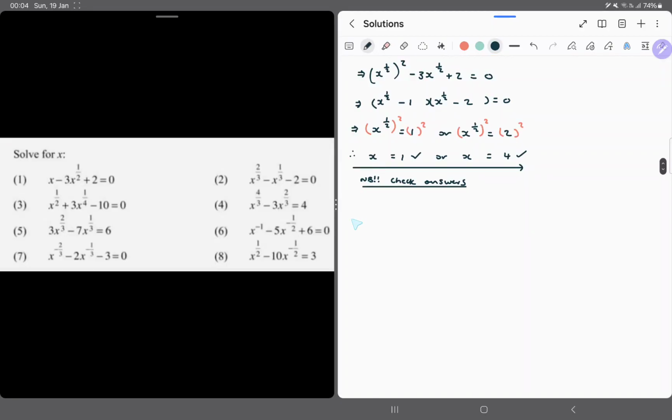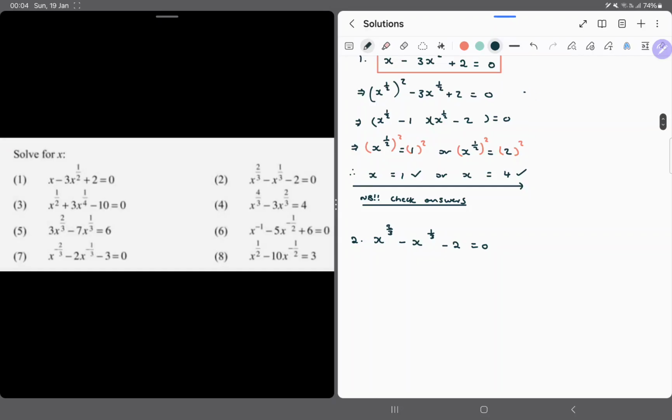Okay, let's get to the next one. So we've got x to the 2 over 3 minus x to the third minus 2 is equal to 0. And of course, guys, here one student may use the so-called K method. This is just another way of simplifying this. This means we let the smallest power be some value k, and this makes life a lot easier.